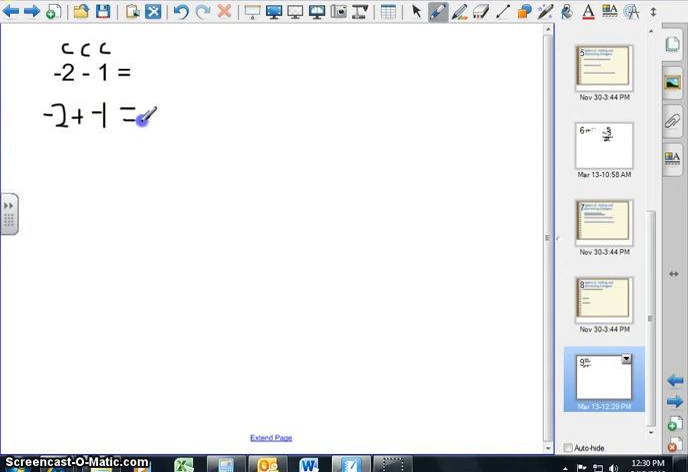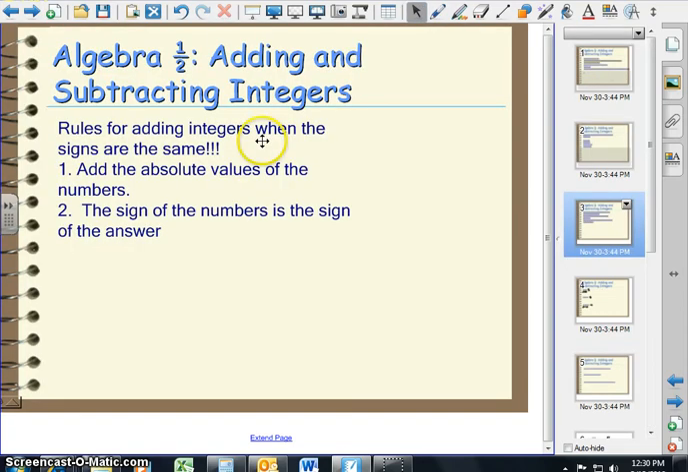Now we have to solve for our answer, and we have some rules for this. If we look at step 2 of our rules, this is adding integers when both the signs are the same. Rules for adding integers when the signs are the same. Step 1, add the absolute values of the numbers. Step 2, the sign of the numbers is always the sign of the answer. It's pretty much like straight addition with positive numbers.